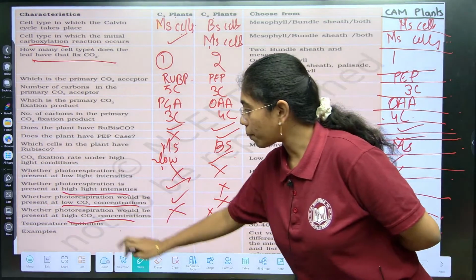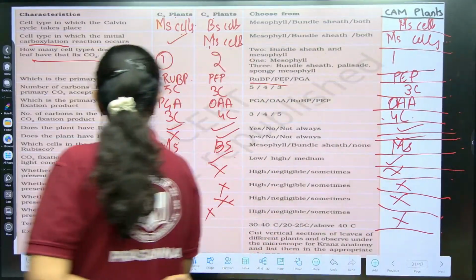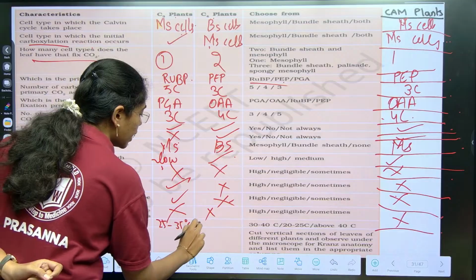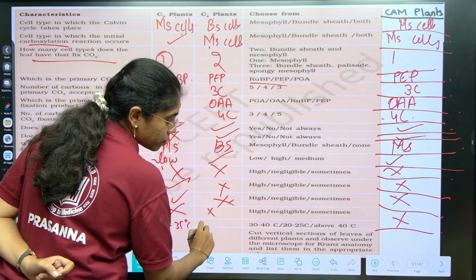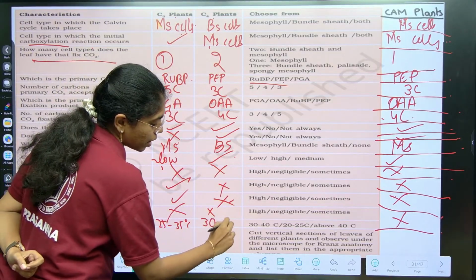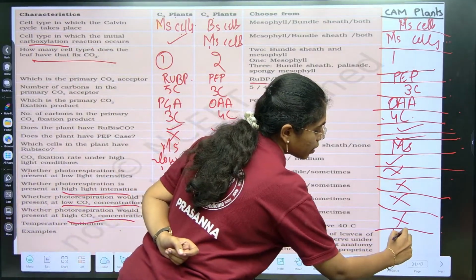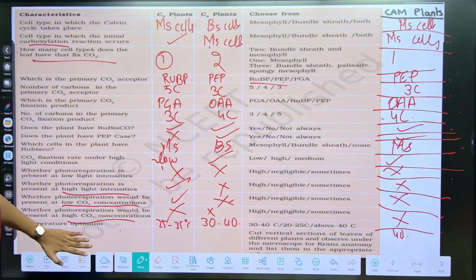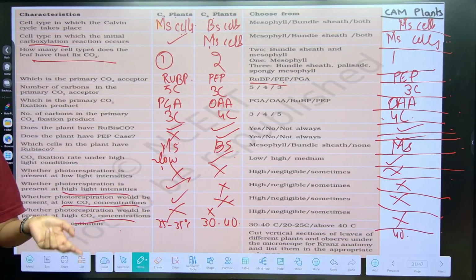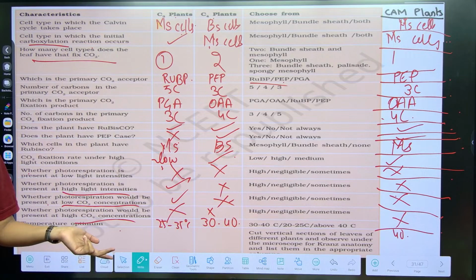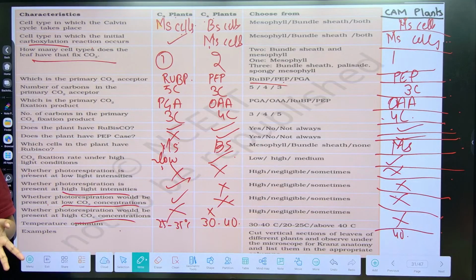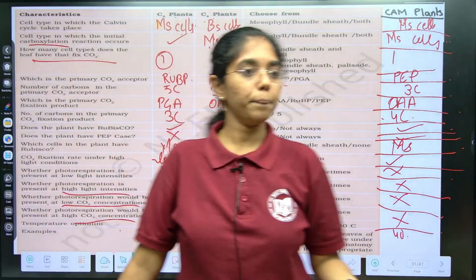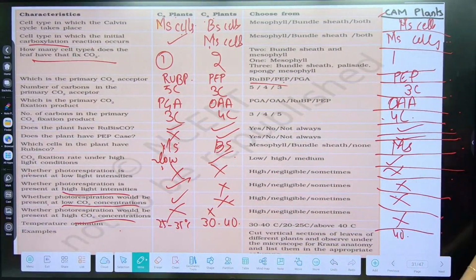Next, temperature optimum in C3 plants is 25 to 35 degrees Celsius. C4, 30 to 40, above 40 you can say. CAM plants, above 40. Examples of C3 plants you can take most of the dicot plants, all the plants which live in temperate regions. C4, most of the monocots: maize, sugarcane, sorghum. CAM plants: opuntia, agave, cactus.